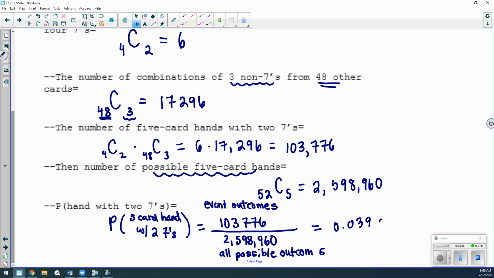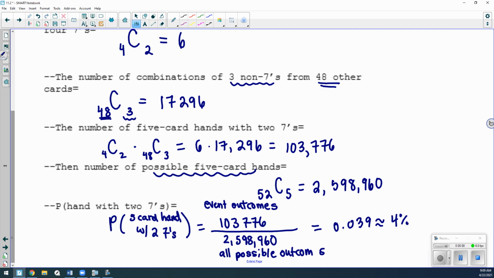So then do the division, and you're going to come up with 0.039, or approximately a 4% chance that if you were dealt a 5-card hand, you'd have 2 sevens. So let me say that again. There is about a 4% chance that you would be dealt a 5-card hand with 2 sevens. So would you go to Vegas and bet on that? I don't know if I would.